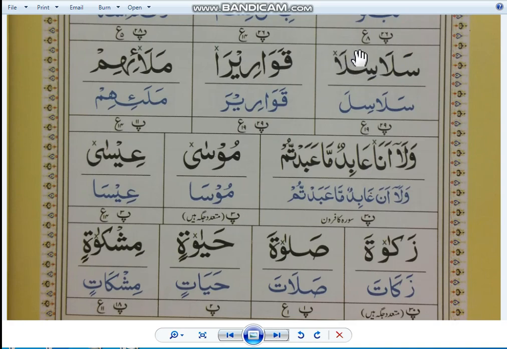Salasil. So we will be reading this alif here, but not the one at the end, because the one at the end has a cross on it.